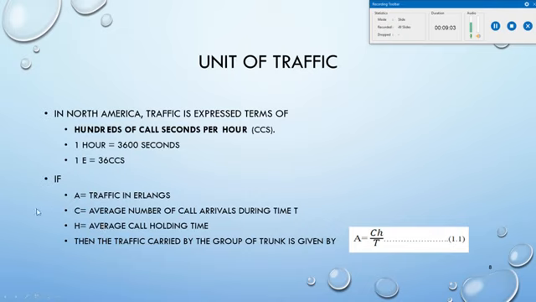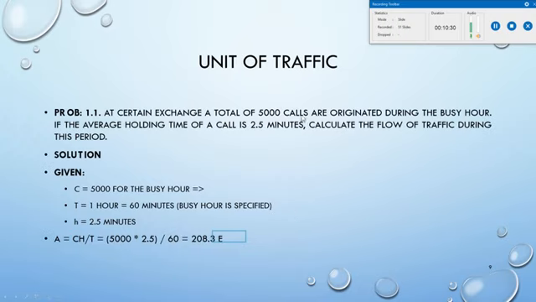C is the average number of calls during the time interval you are considering. Here we have 5000 calls originated during the busy hour. Since it is specified as busy hour, the calls are recorded during that 1 hour session. So the capital T is equivalent to 1 hour, which is 60 minutes. Then the average holding time of a call is 2.5 minutes, so lowercase h is 2.5 minutes. Since T is in minutes, this also has to be in minutes. If it was specified in hours, this could also be in hours.